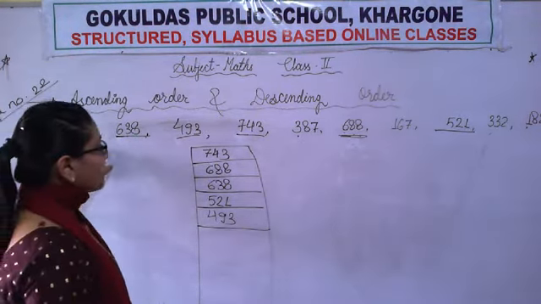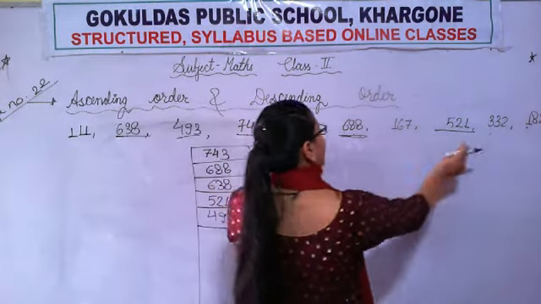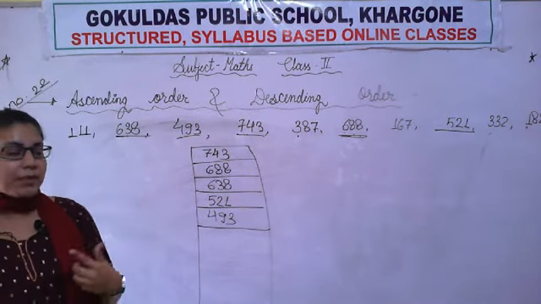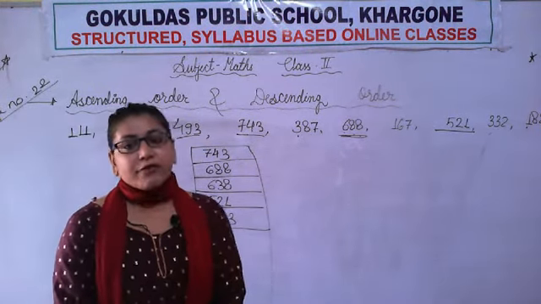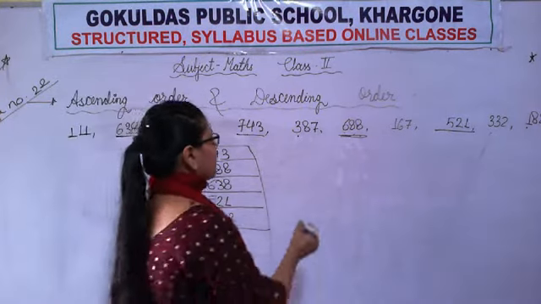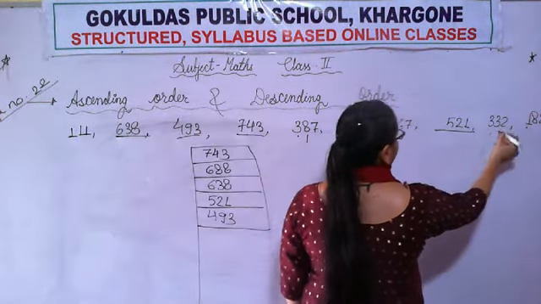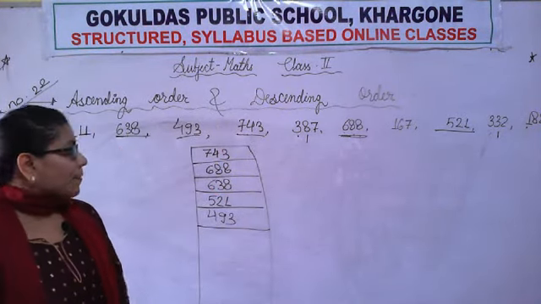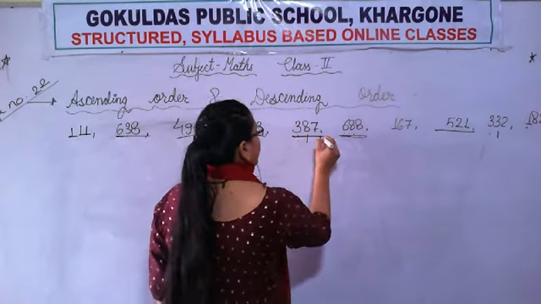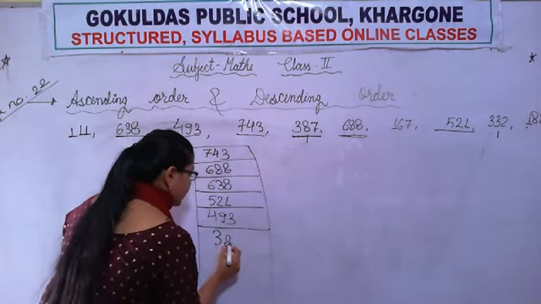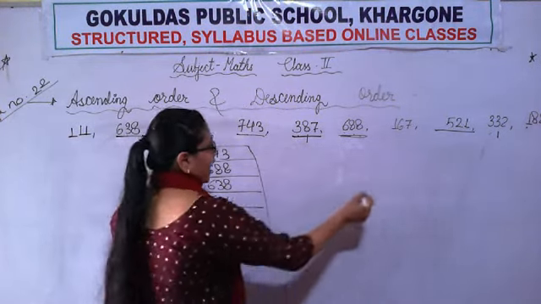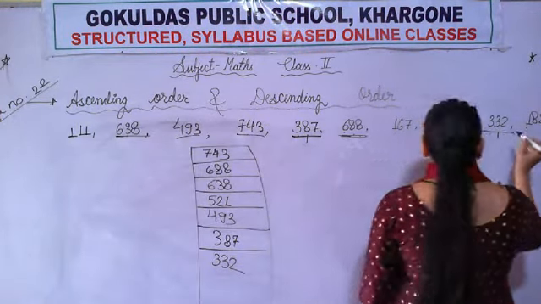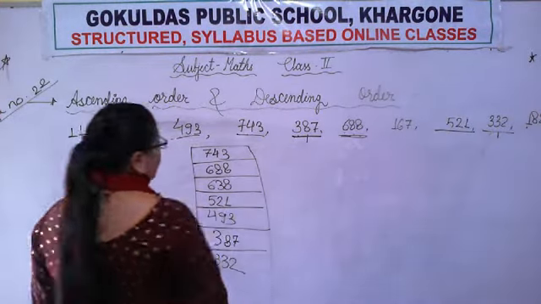This has 1. This has 3 and this also has 3. Both the numbers have 3 at the 100's place value. So what will we check? We will check the tens place value. Here 8 and here 3. Which one is the greater number? 8 or 3? Yes, 8 is the greater number. So we will write 387 first, then we will write 332. Now, which number will come after 3?